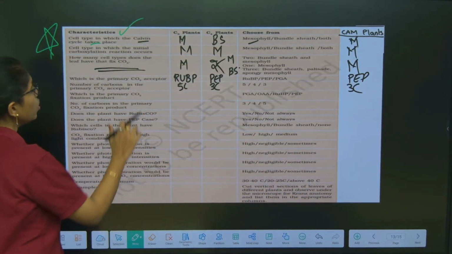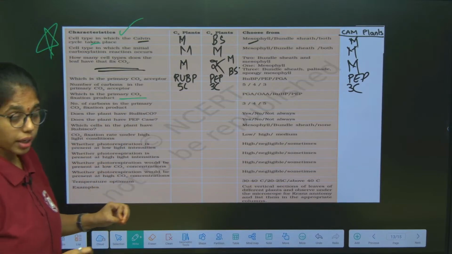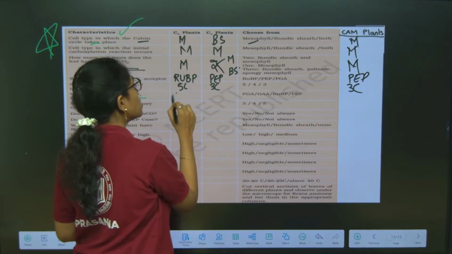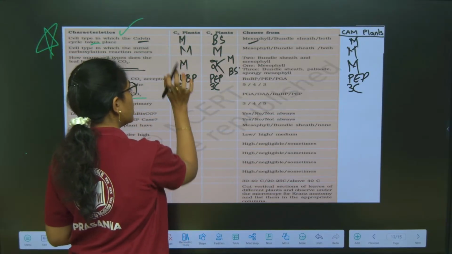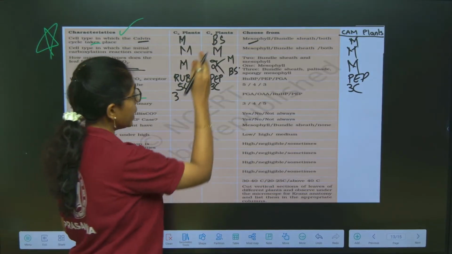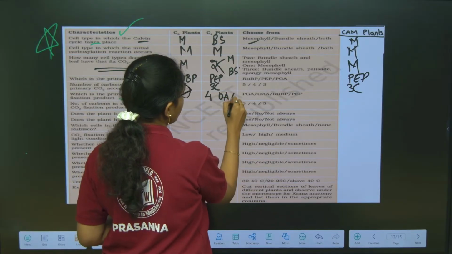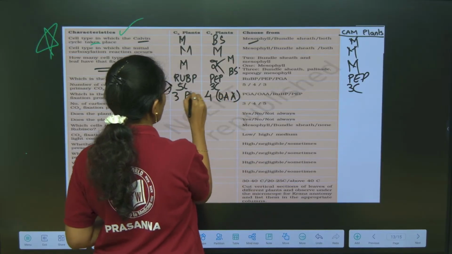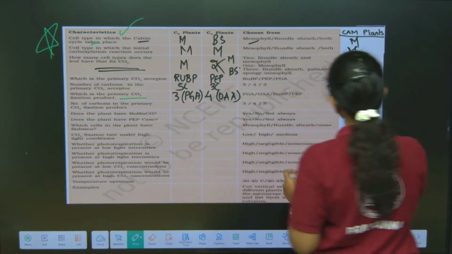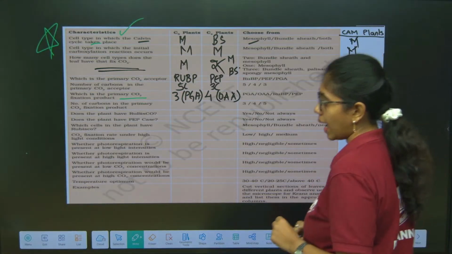Here you look into which is the primary carbon dioxide fixation product. The primary carbon dioxide fixation product in C3 plants is a 3 carbon compound, that is phosphoglyceric acid, and here in C4 plants that is a 4 carbon compound, that is oxaloacetic acid. Here it is phosphoglyceric acid, and here also in CAM plants it is a 4 carbon compound. What is it, beta? Oxaloacetic acid.